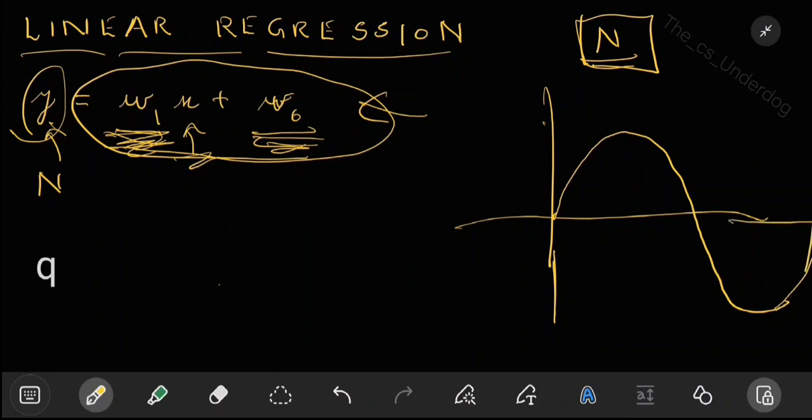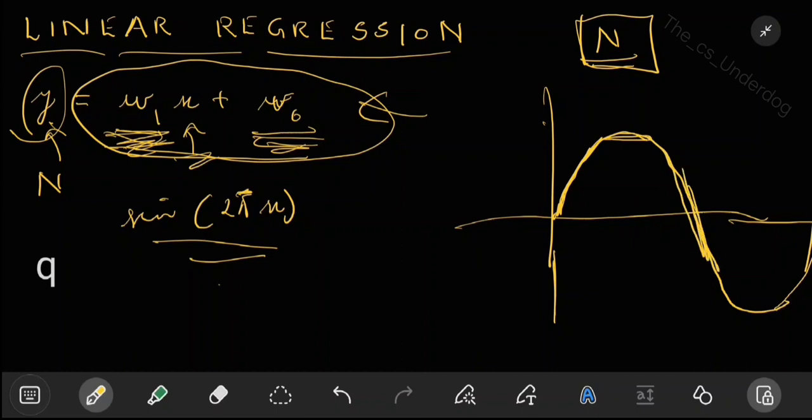Why did I consider sine 2 pi x specifically? Because sine has a cycle of 2 pi. You would be already knowing about sine x. So for that reason, I'm considering sine 2 pi x. Here, what we want to find out is this curve, the curve of sine 2 pi x. This is what we want to find out.